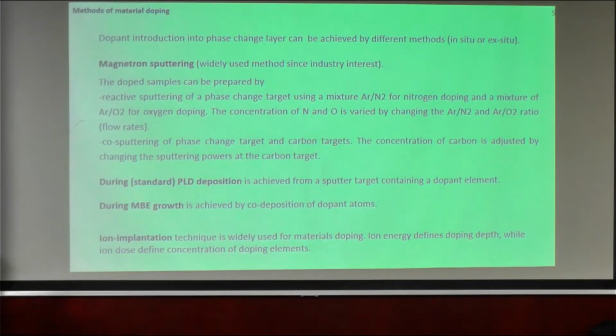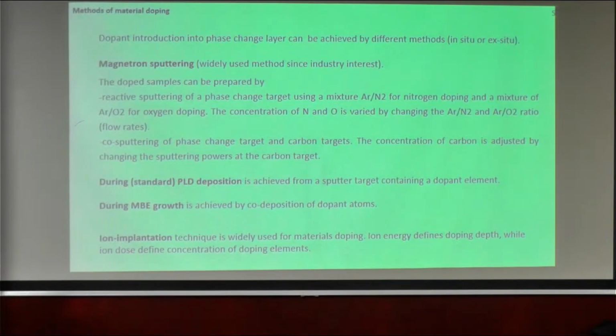You have some residual pressure of oxygen, or you can also introduce some gases into your system, and then during the sputtering of GST material, you can internally introduce either argon, nitrogen, or oxygen, and then you can introduce the doping into your material, like nitrogen or oxygen, which also depends on the flow rates and other parameters. You can also use co-sputtering of a phase change target and another target like a carbon target or different targets.